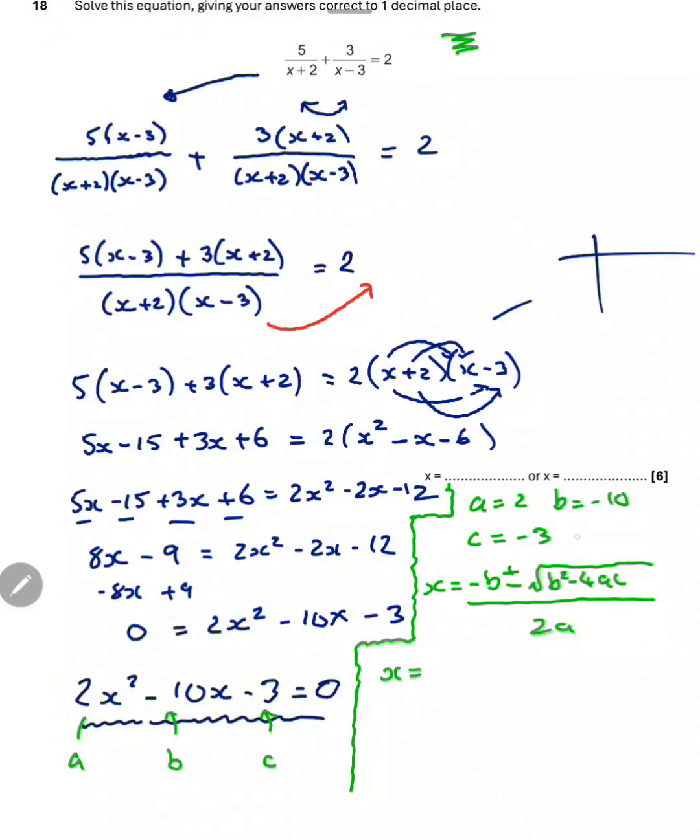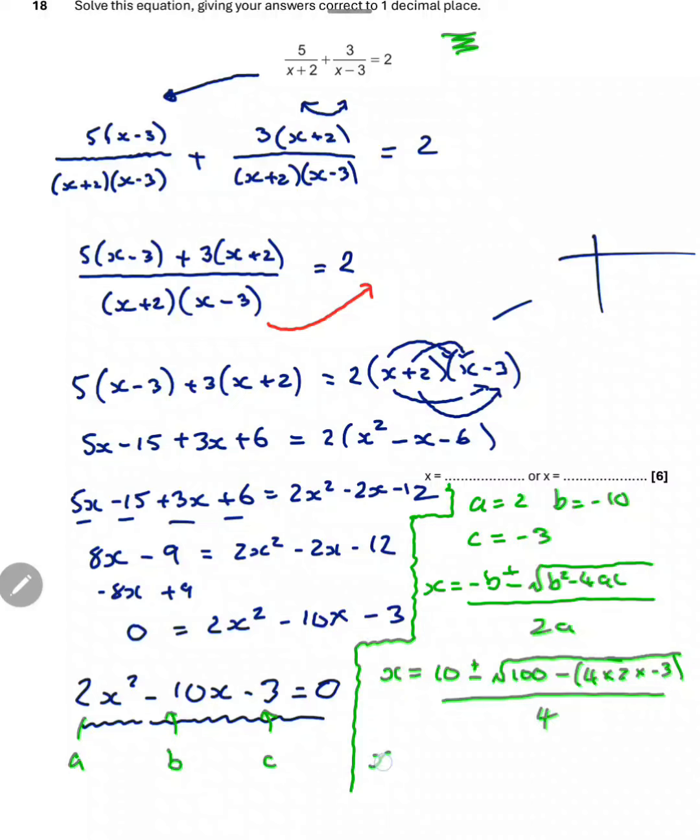B is negative 10. So minus B becomes minus negative 10, which is positive 10. Be careful with that. Plus or minus the square root of B squared I can do. Negative 10 times negative 10 is 100. Take away 4 times A times C. C is minus 3. I'm going to divide all of that by 2A. 2 2's, I can do that bit, that's 4.